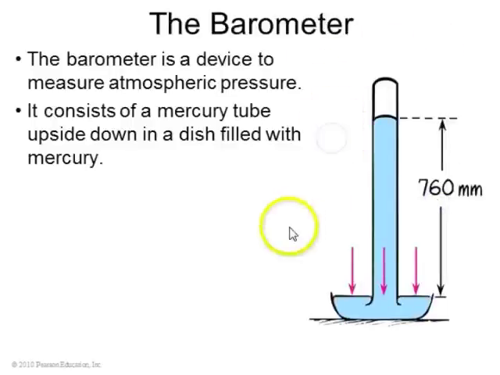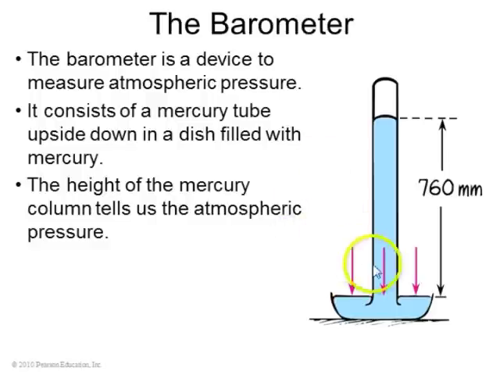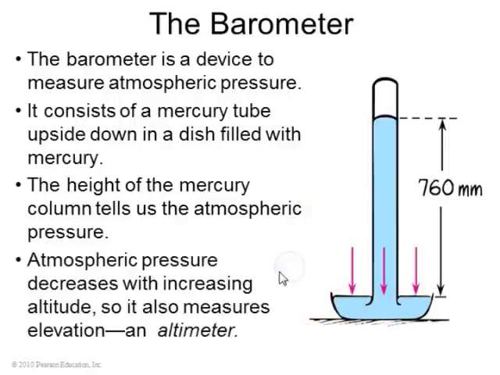A barometer is a device used to measure atmospheric pressure. And what it is is a column of mercury, liquid metal, in a tube, and above it is a little bit of vacuum or a little bit of mercury vapor. And then it's sitting in a dish which is exposed to the atmosphere. And the height of the mercury column tells us the atmospheric pressure.